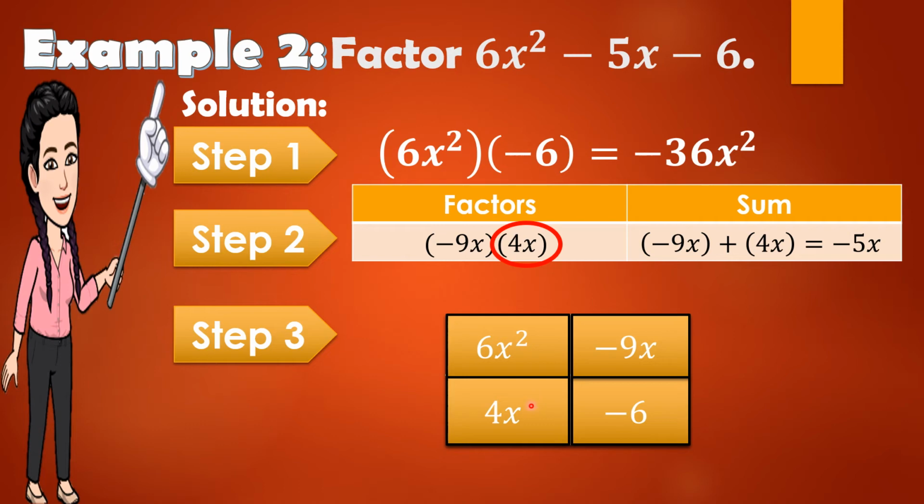Pwedeng magkabaligtad itong factors na to. Pero make sure na after natin makuha ang factored form, i-double check natin siya gamit ang FOIL method para malaman natin kung tama ang ating combination.